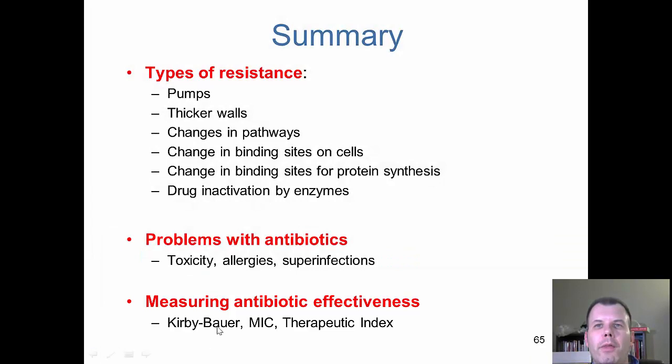The Kirby-Bauer method is what we did in the lab with the paper disc. The MIC is looking at the minimum inhibitory concentration. And then the therapeutic index is what's going to be toxic to my patient versus what is going to be toxic to the bug. And you want a high index, you want a big number, because that means it's not going to be very toxic to the patient, but very toxic to the bug. Okay? With that, we came to the end.